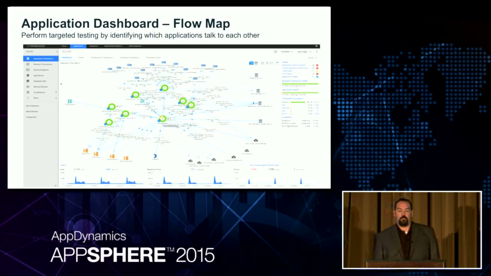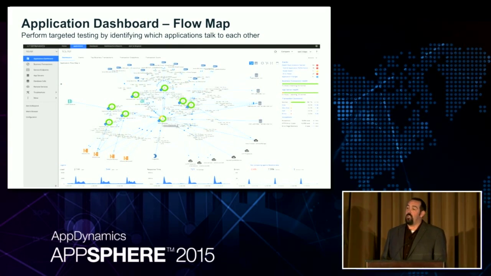The flow map, cool. It's really cool. One of the original features of AppDynamics, but it's so powerful. So using the flow map, you can identify and utilize all the tiers that you're testing. For example, if you're testing a single tier, a single service, you can tell every service that talks to it. You know exactly who you need to regress. You don't have to do a blanket test across the whole thing. You can minimize your testing, but do targeted testing, more efficient testing.